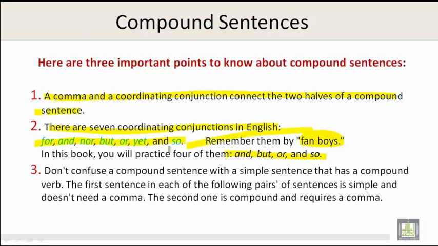Let's look at fanboys. F stands for, A stands for and, N stands for nor, B stands for but, O stands for or, Y stands for yet, and S stands for so. Fanboys: for, and, nor, but, or, yet, and so. Don't confuse a compound sentence with a simple sentence that has a compound verb. The first sentence in each of the following pairs of sentences is simple and doesn't need a comma. The second one is compound and requires a comma.